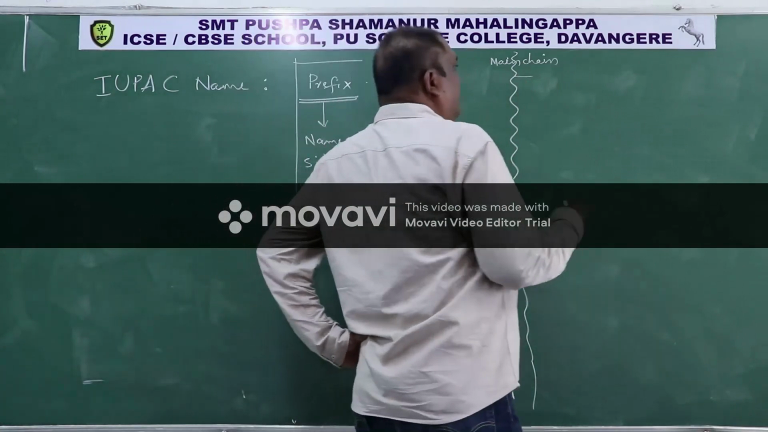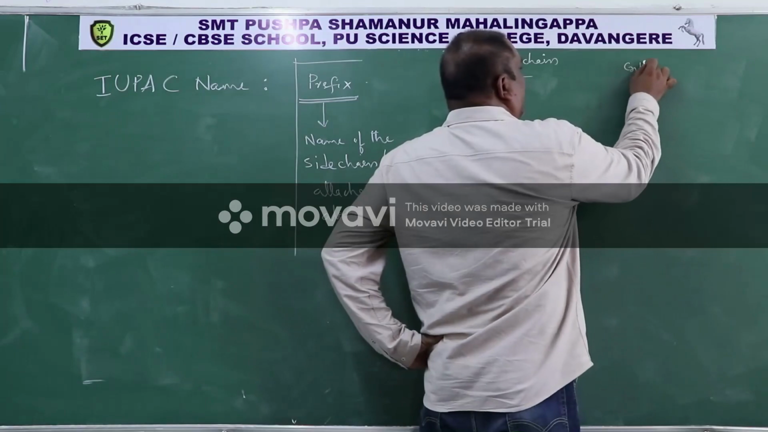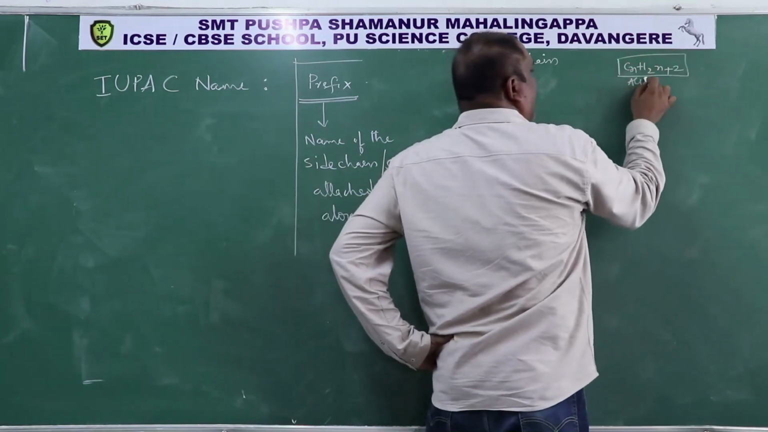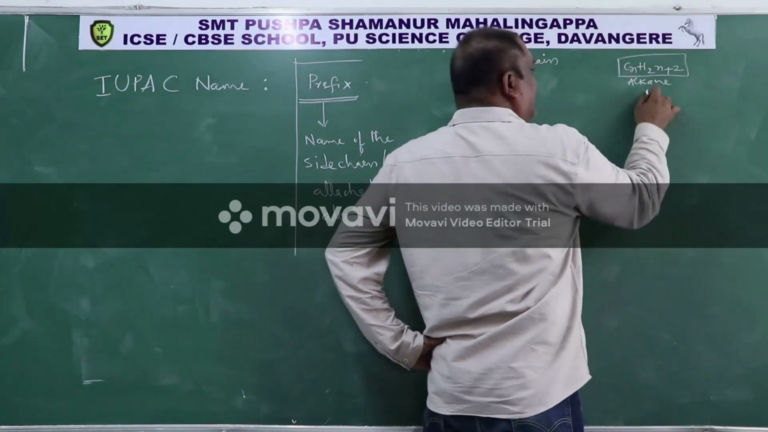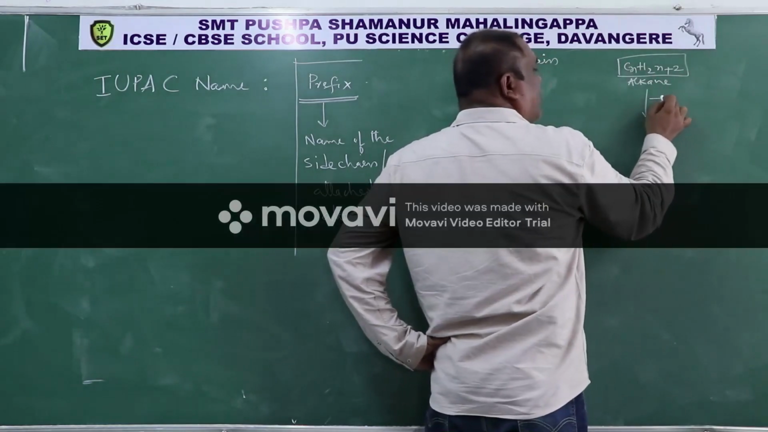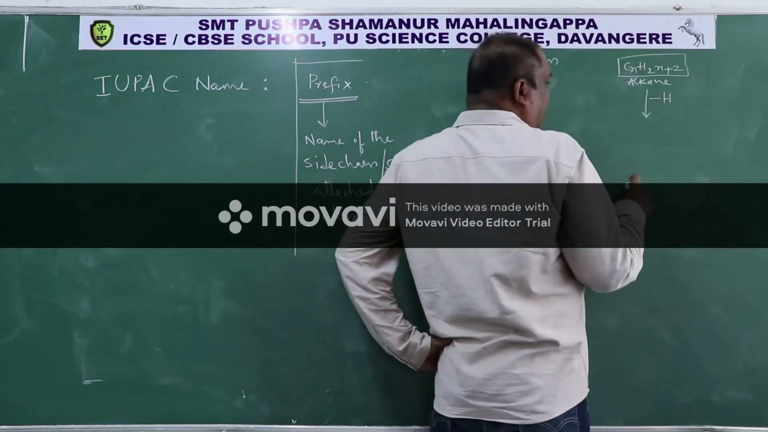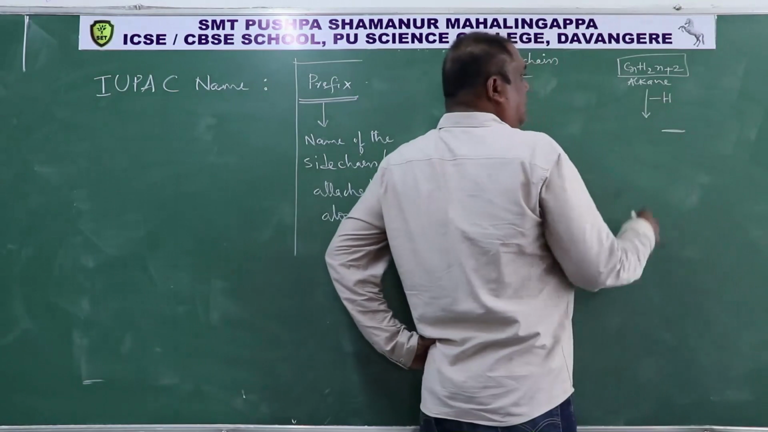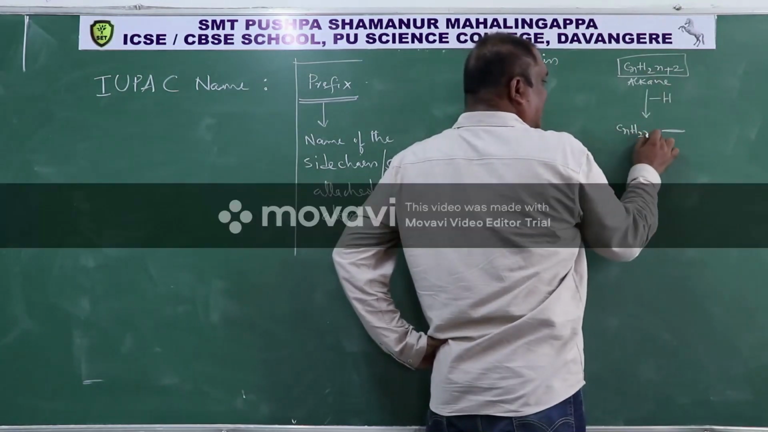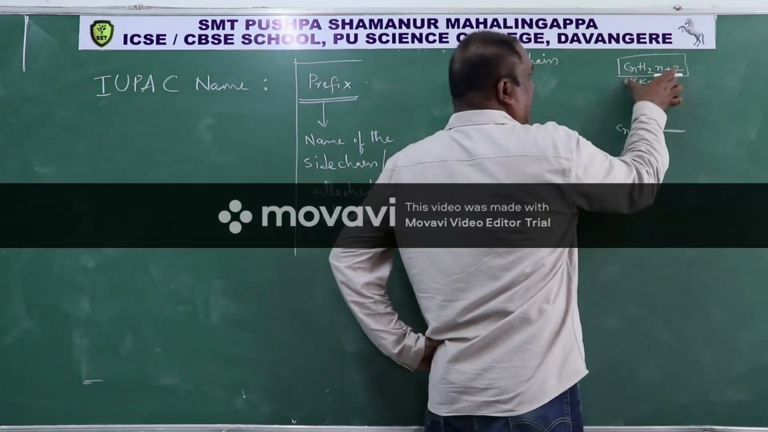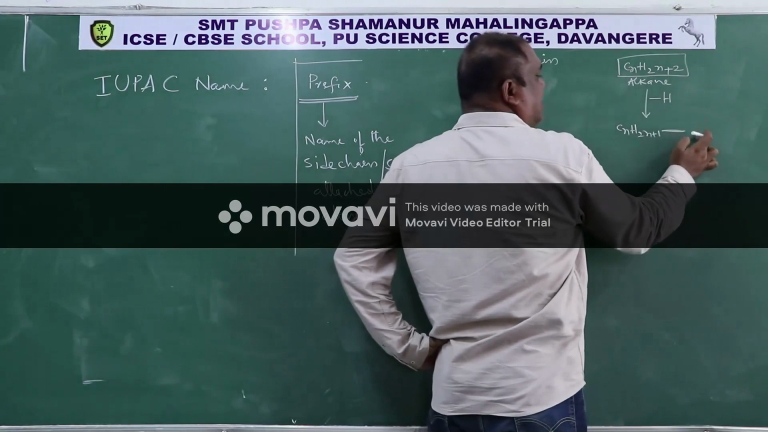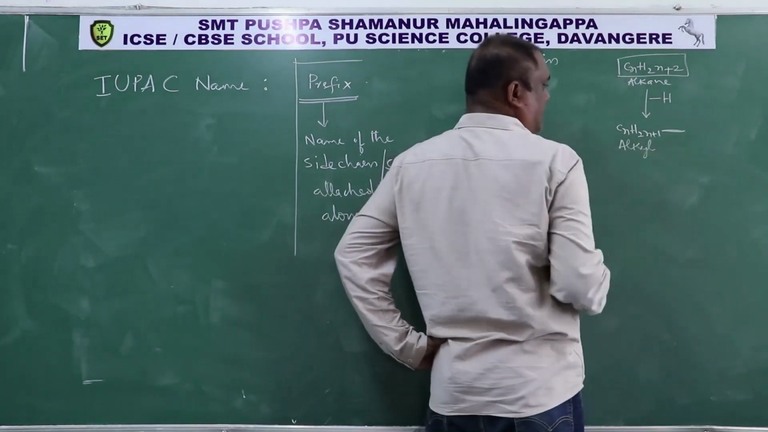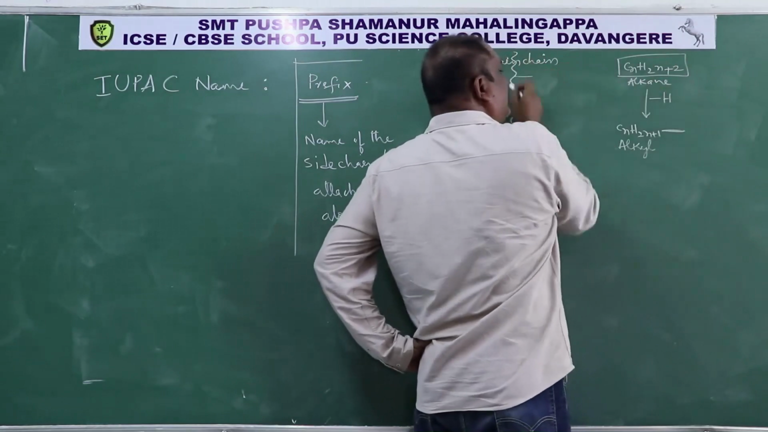CnH2n+2 is the general formula of alkane. From this I will remove one hydrogen. After removing the hydrogen, the bond from where that hydrogen was removed is now hanging in the air. So the remaining part will become CnH2n+1. So this is alkane. When you remove a hydrogen, the bond will be hanging, because here was hydrogen, and this is named as an alkyl group.